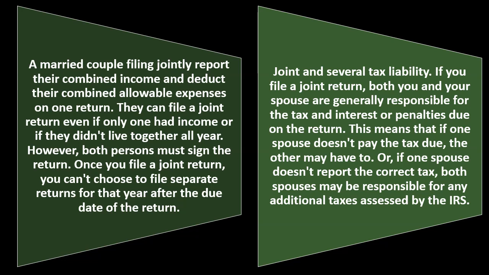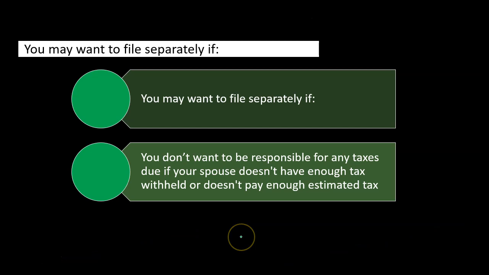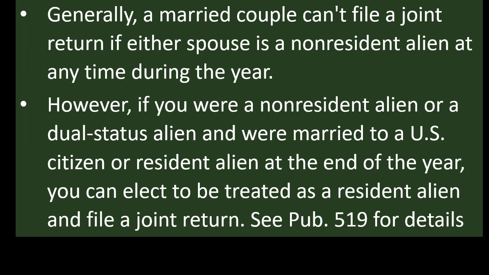That means that if one spouse doesn't believe that the other spouse is reporting correctly or something like that, that might be one situation where you'd want to say, well, maybe we should have a separate return in some cases and do more research into an innocent spouse type of situation. In other words, you may want to file a separate return if you don't want to be responsible for any tax due if your spouse doesn't have enough tax withheld or doesn't pay enough estimated tax.